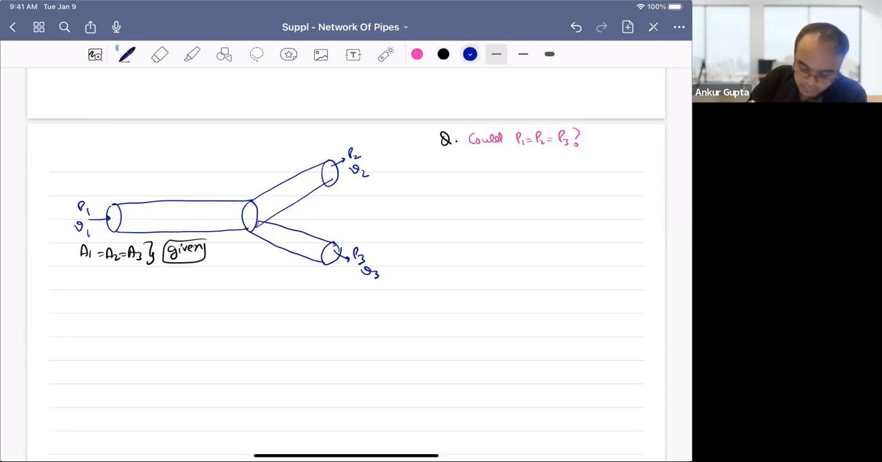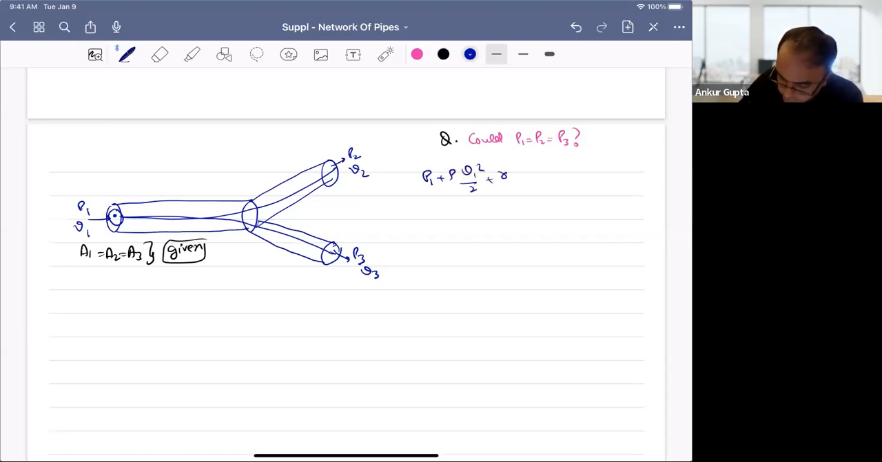Now, remember that whenever you're applying Bernoulli's theorem, in this problem, because it's obvious, we are applying it in the flow direction. So let's apply it: P1 plus rho V1 squared over 2 plus gamma Z1 is equal to P2 plus rho V2 squared over 2 plus gamma Z2.